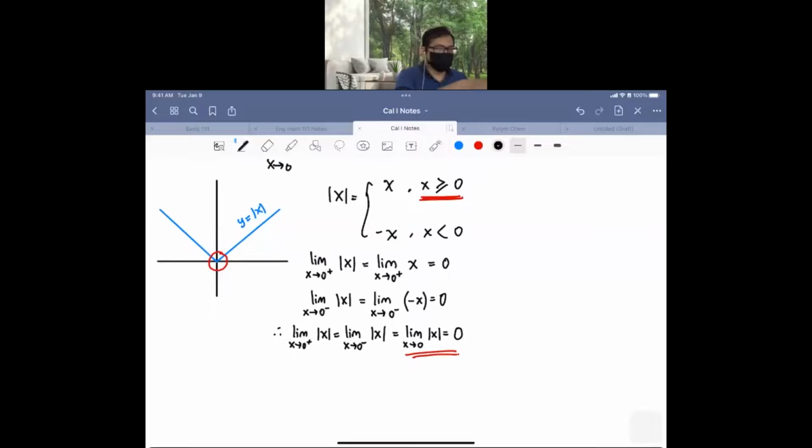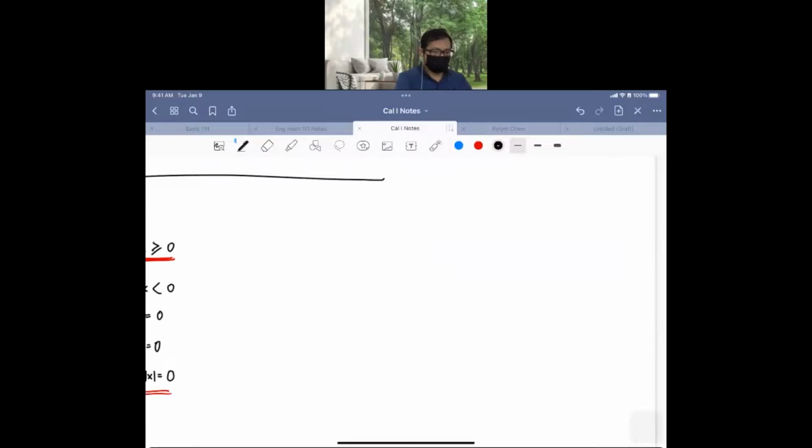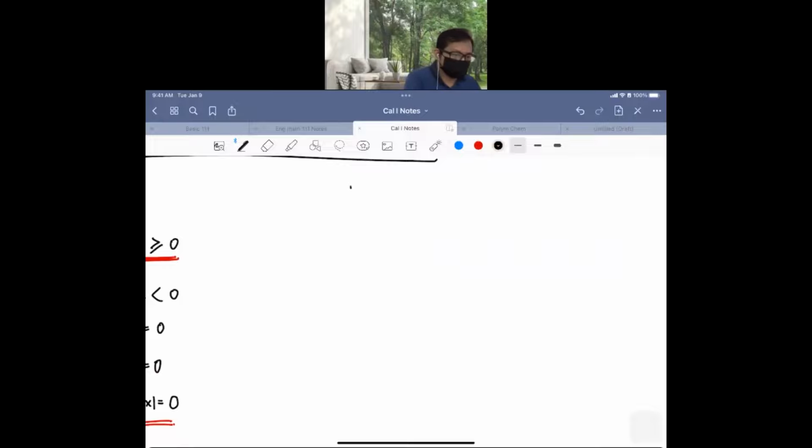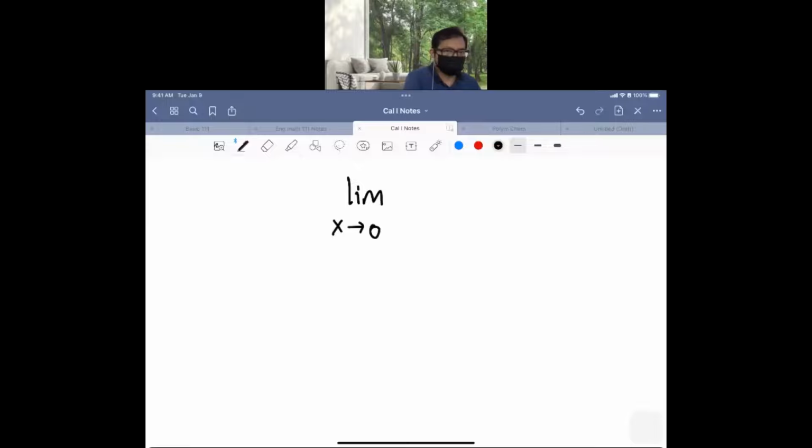Okay, let's continue. Let me give you another limit as x approaching 0. Now we have the denominator x in this rational function. We have an absolute value. We have done the absolute value before, but we now have the over x in the function.